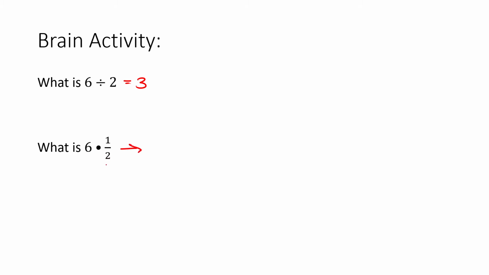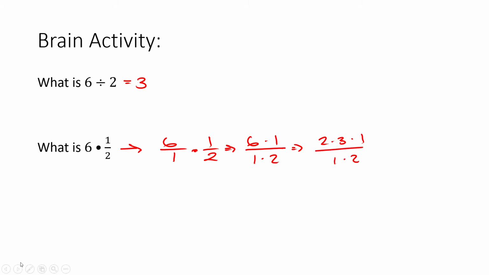And what is 6 times 1/2? Well, first of all, you need to change 6 to a fraction and then multiply that by 1/2. 6 times 1, and we have 1 times 2. And here you can try option 3 or option 2. We'll do option 2, 2 times 3 times 1, and 1 times 2. And then you cross out the numbers that are the same.